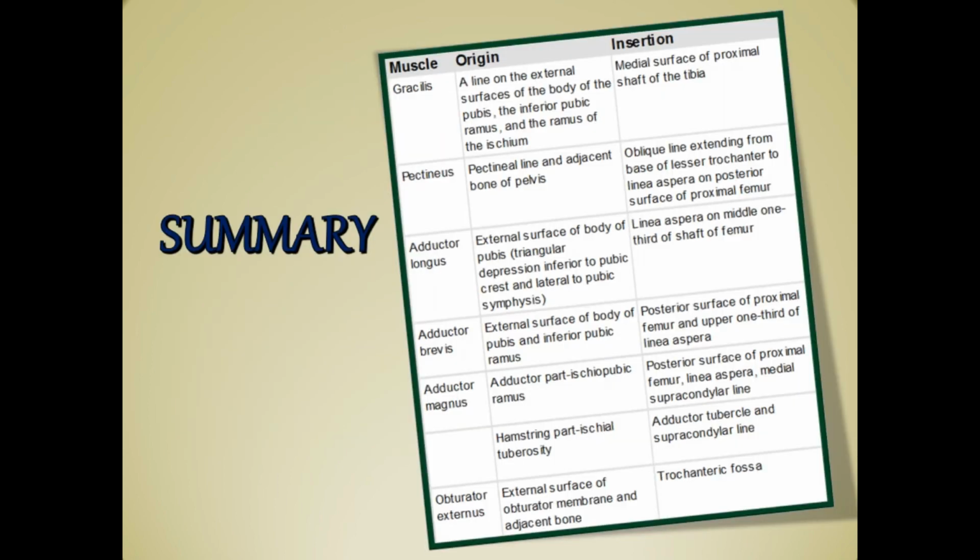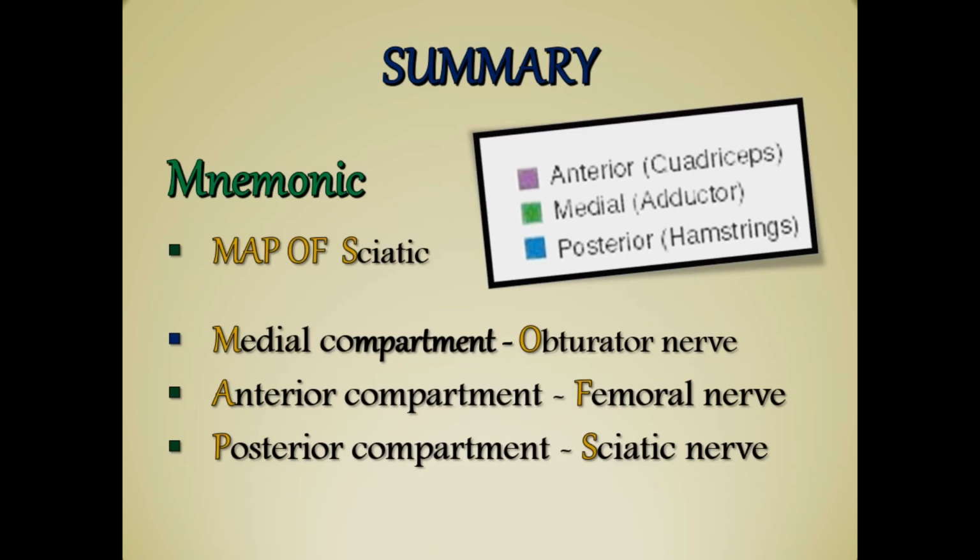Now let's summarize the lecture. This is the summary of the muscles from the origin and insertion point of view. You can just take a screenshot and memorize it. Now this chart above shows the anterior, medial, and posterior compartments, the hamstrings, adductors, and quadriceps. This is the summary for the action. As the medial compartment is the adductor compartment, the main action is adduction of the thigh at the hip joint. And for the nerves, this mnemonic is important for all compartments.